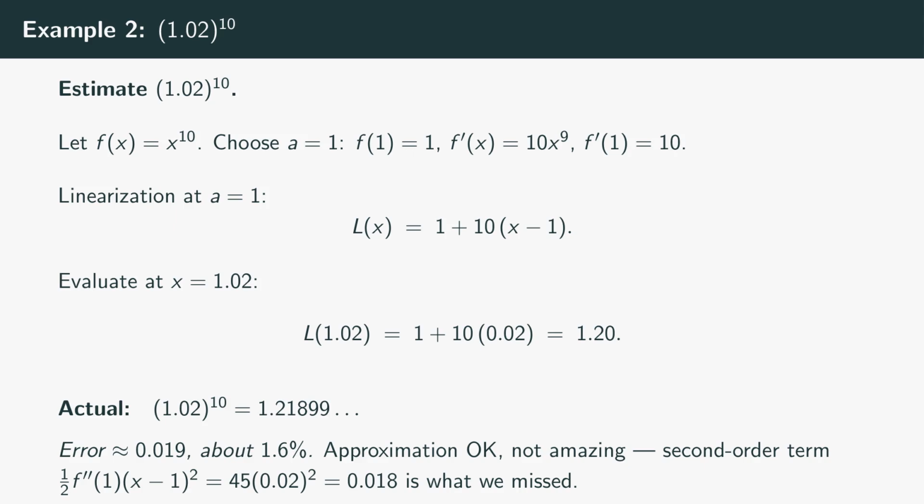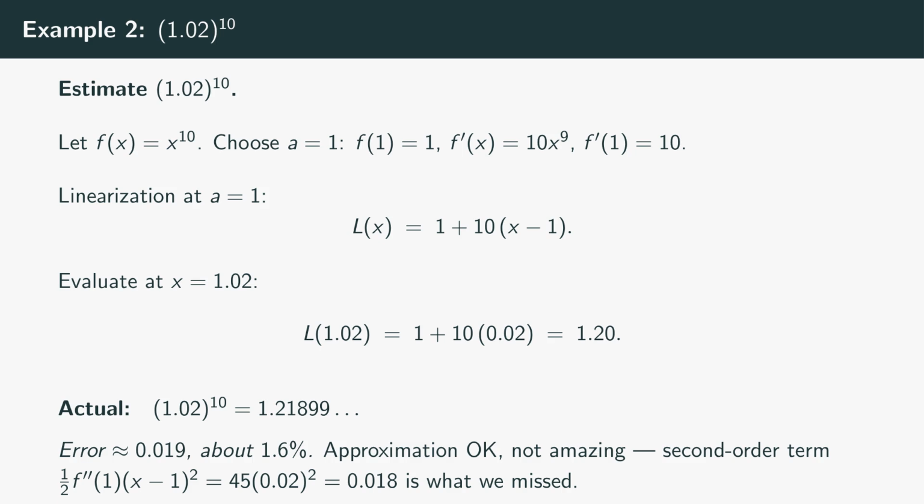Second example with a twist. Estimate 1.02 raised to the 10th power. Set f of x equals x to the 10th. Choose a equals 1, where f of 1 is just 1 and the derivative is easy. f prime of x equals 10x to the 9th, so f prime of 1 is 10. The linearization is L of x equals 1 plus 10 times the quantity x minus 1.